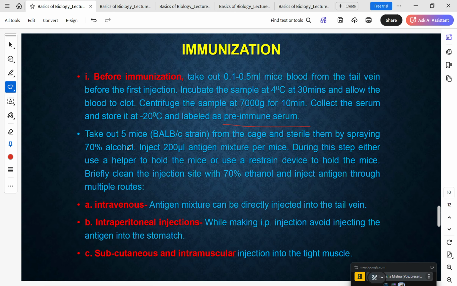Then you take mice, you inject the antigen mixture around 200 microliter per mouse. This can be rabbit as well, or goat, or in some cases donkey. Depends on how much volume of blood you need afterwards, and depending on that, your post processing after you have the antibody, for example, you are doing a western.